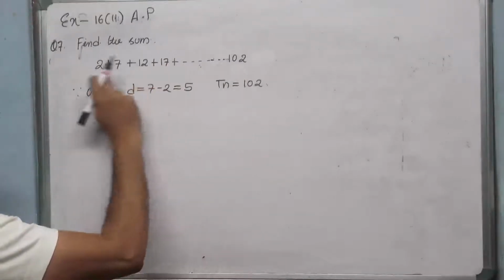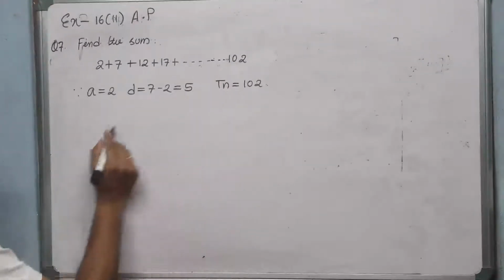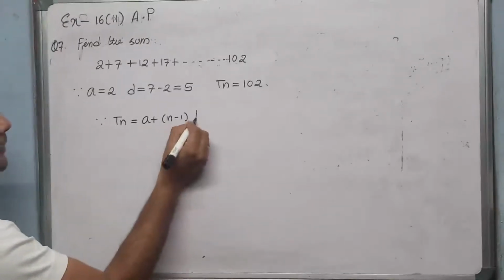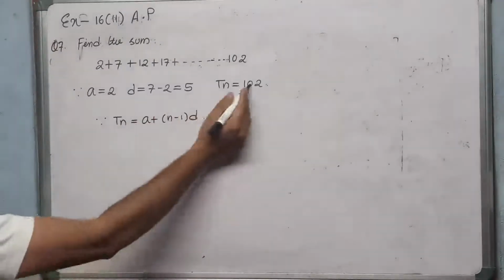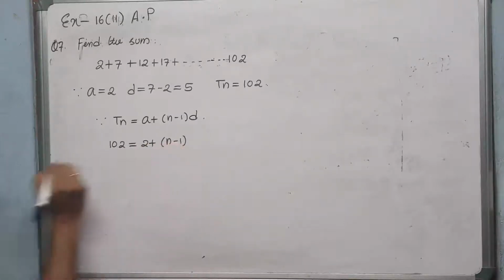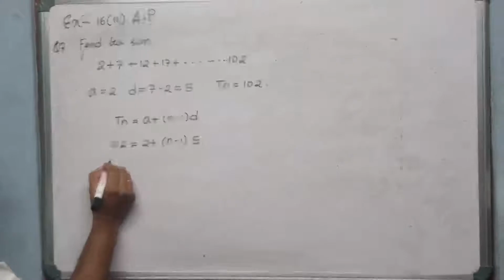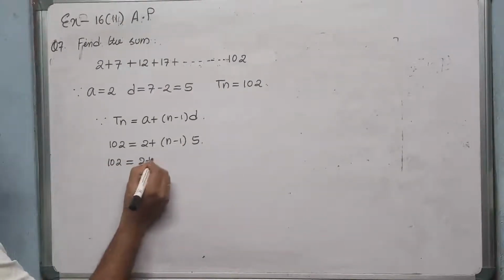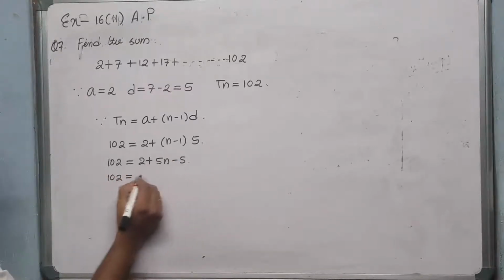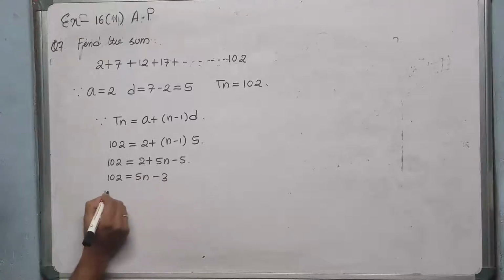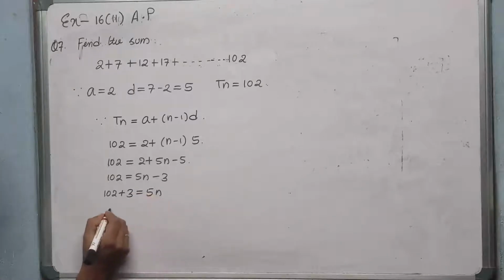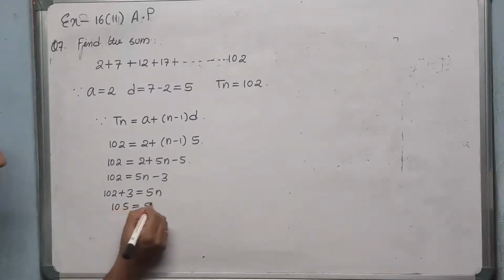How many terms are there? First of all, you have to calculate that. Since the Tn formula is a plus (n minus 1) into d, Tn, the last term, is 102, a is 2, n minus 1, d is 5. So 102 is equal to 2 plus 5n minus 5, which is 5n minus 3. Now I'll bring this minus 3 from the left hand side to the right hand side as plus 3. Then 105 is equal to 5n.